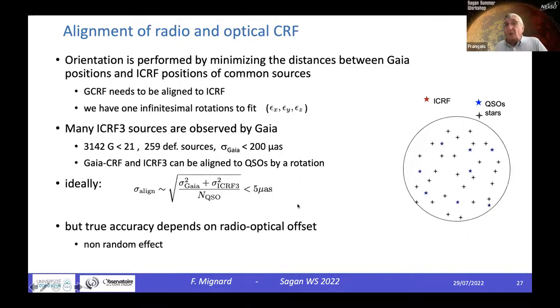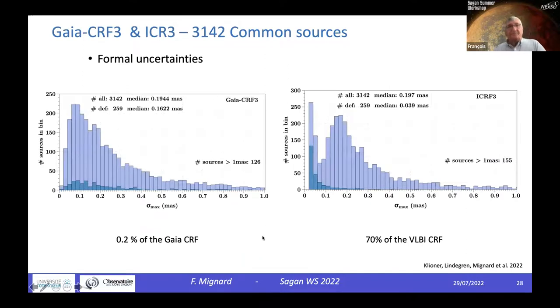But actually, we don't know how good this alignment is realized. It is done at the best it can be done, but we don't know for sure whether it is 5 microarcseconds or 10 microarcseconds. So essentially, the two are consistent, are aligned, but it is difficult to merge direction from radio and direction from optical in a single set of sources. So let's see in detail.